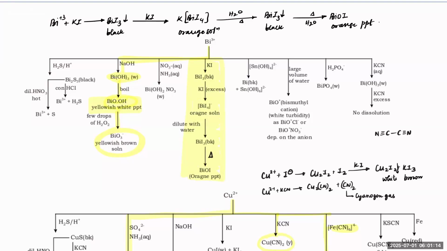Another route which you could notice is you react with NaOH. First it will become a white precipitate of hydroxide. And that when you boil it, you will get BiO(OH), which is a yellowish white precipitate. And on adding a few drops of peroxide, this will become BiO3-, which is a yellowish brown solution.